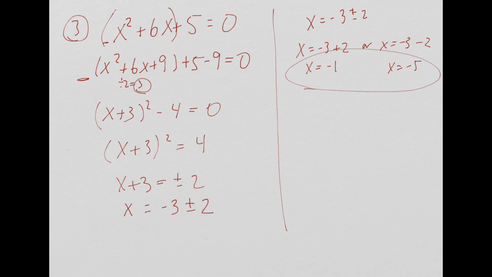So writing these two things down are exactly the same statement. This says that x is negative 3 plus 2 or it's negative 3 minus 2. So it's either negative 1 or negative 5. So that's completing the square.